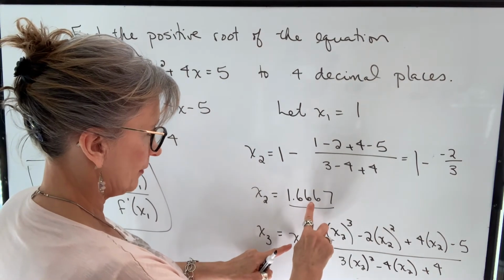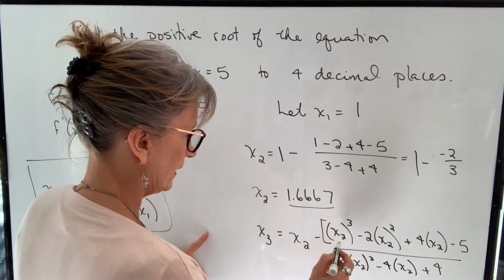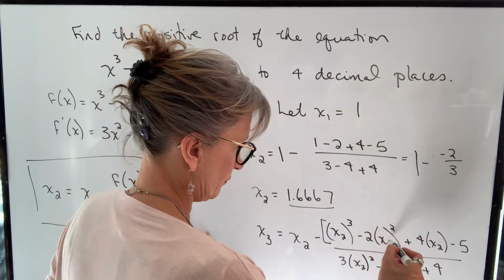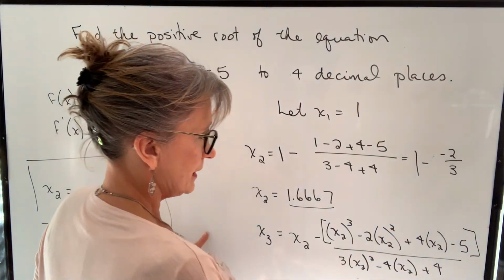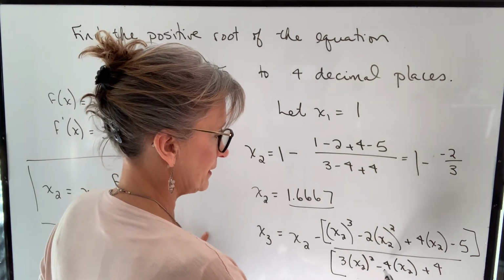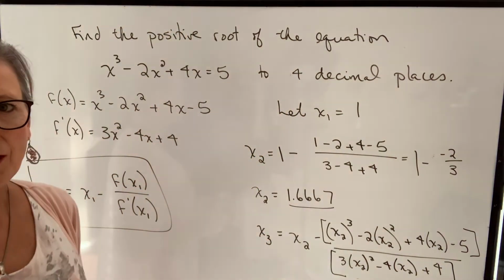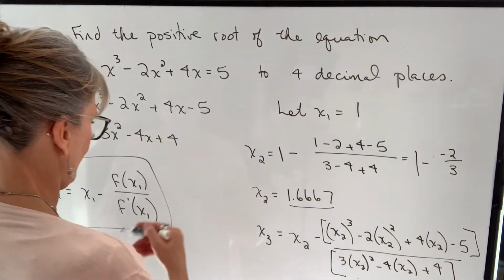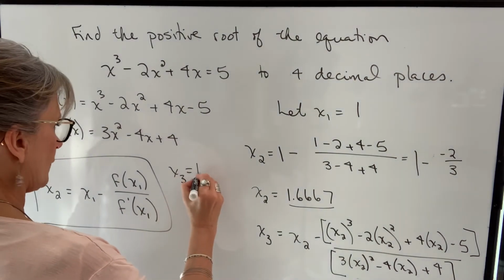So we're going to store that number in our calculator and we're going to recall it minus, we're going to use brackets here, and then recall the number, cube it, minus 2 times the number squared, we have to recall it again, plus 4 times the number, recall it again, minus 5, end of bracket. Then you're going to divide by bracket 3 times, recall the number, square it, minus 4 times, recall the number, plus 4, end of bracket. And if you've put enough brackets in there, you should get the correct answer of 1.5359.